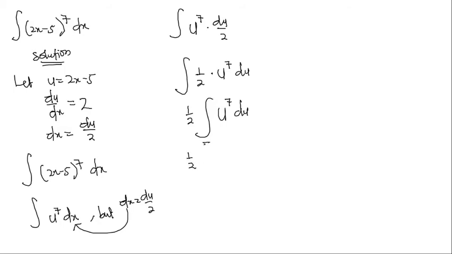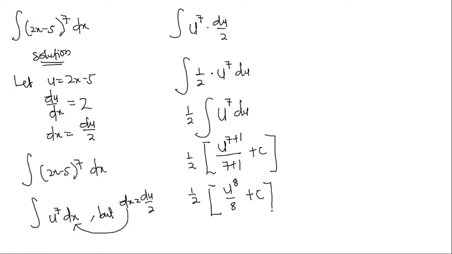So we have half. If we integrate u raised to the power 7, we have u power 7, we add 1 and then we divide by the new power that we have, which is 7 plus 1. Then we add the constant c, because we don't have limits on the integration, so it is an indefinite integral and we need to add the constant c. So from here we have half, in brackets, u power 8 on 8, plus c.